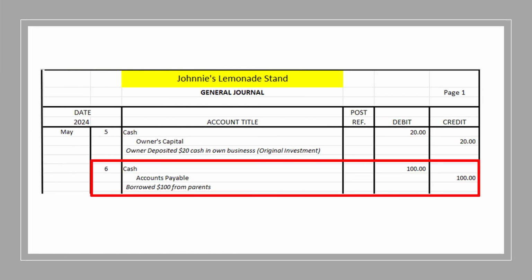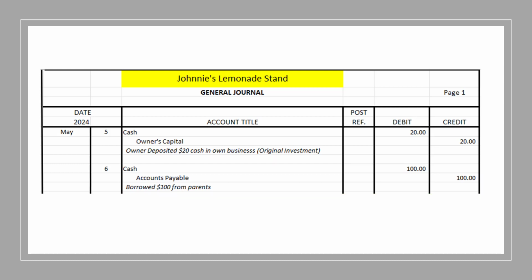The General Journal entry for this would be to enter the date of the transaction, a debit of $100 to cash, and a credit of $100 to accounts payable. The debits equal the credits.